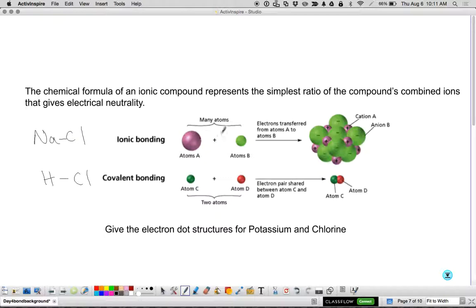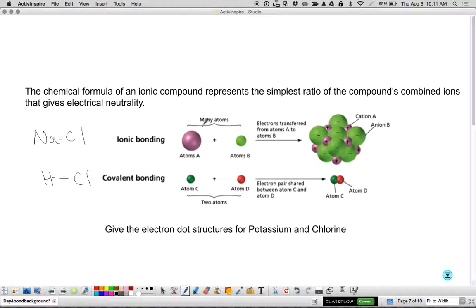And ionic compounds actually, because the sodium gives up its electron, you end up forming these large crystals, which we're going to talk about in a minute. Whereas in a covalent bond, they're sharing electrons, so the two things are sort of physically attached to each other. Which means that a chemical formula for an ionic compound represents something a little different. It's the simplest ratio of the compound's combined ions that gives electrical neutrality.